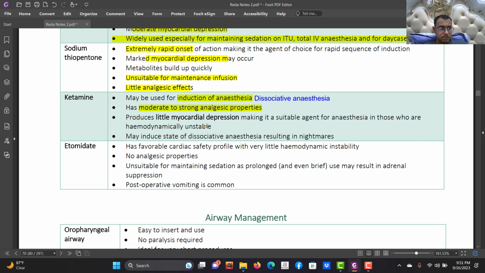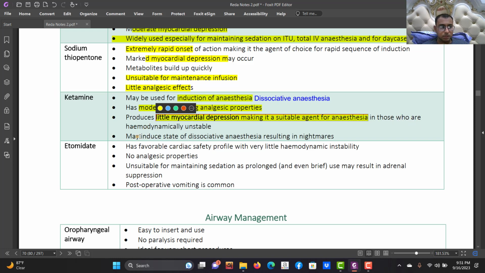Sometimes local anesthesia fails to provide adequate action during operation. So to maintain the effect of spinal anesthesia, we have to administer ketamine for a synergistic effect, because it has strong analgesic properties. It produces little myocardial depression, making it a suitable agent for anesthesia.